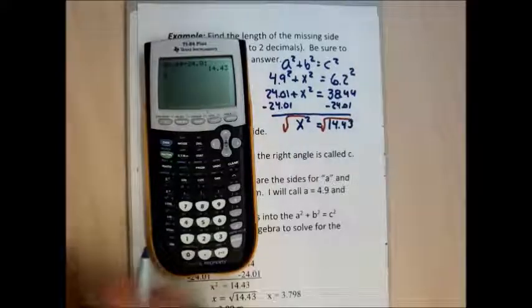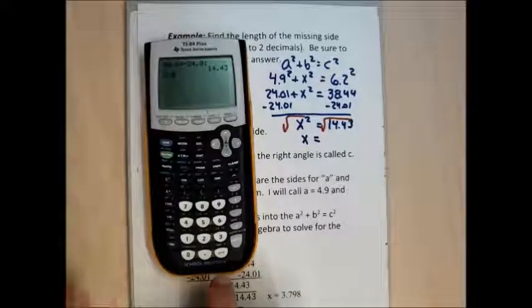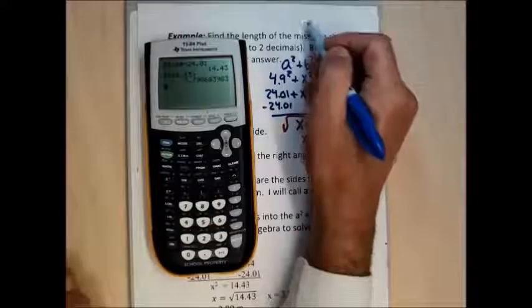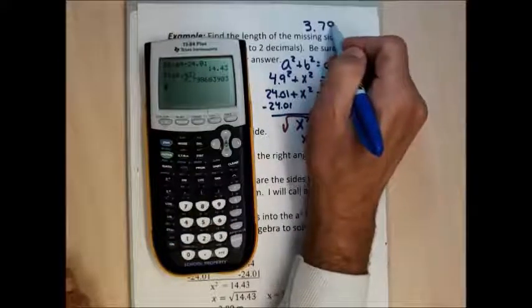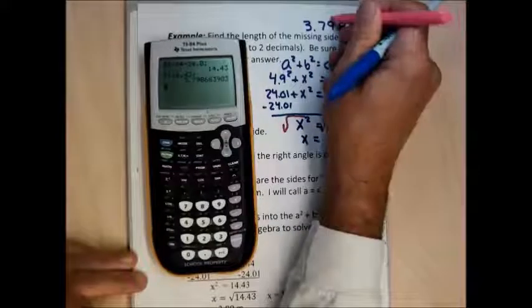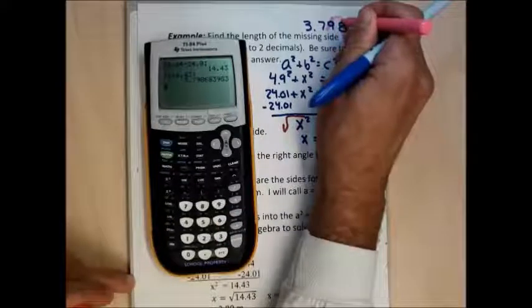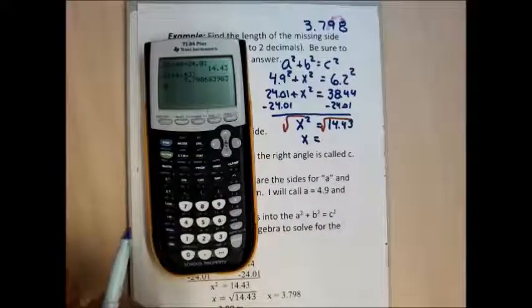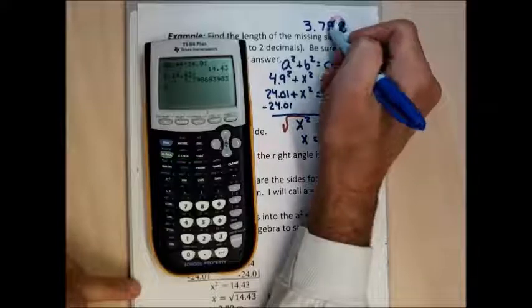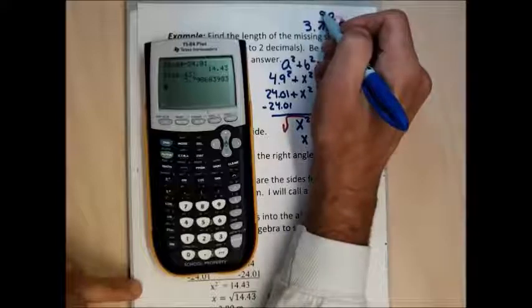On the left-hand side, when I square root, I get x. On the right-hand side, I hit second and then the x squared key, and then I type my 14.43. And I see 3.798, and it's either going to be the case that this 9 is going to stay a 9 or it's going to round up to a 10. Because the number after the 9 is 8, which is 5 or bigger, I'm going to round the 9 up to a 10. So I'm not going to worry about this 8 in my answer. This 9 is going to round up to a 10. I'm going to carry the 1 over from the 10 and round the 7 up to an 8.